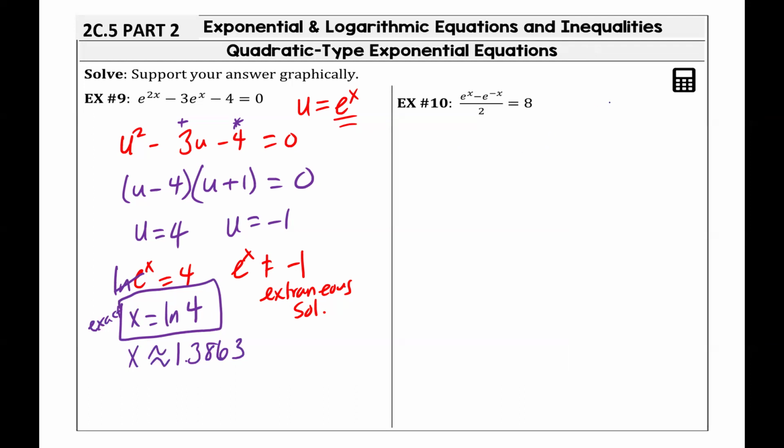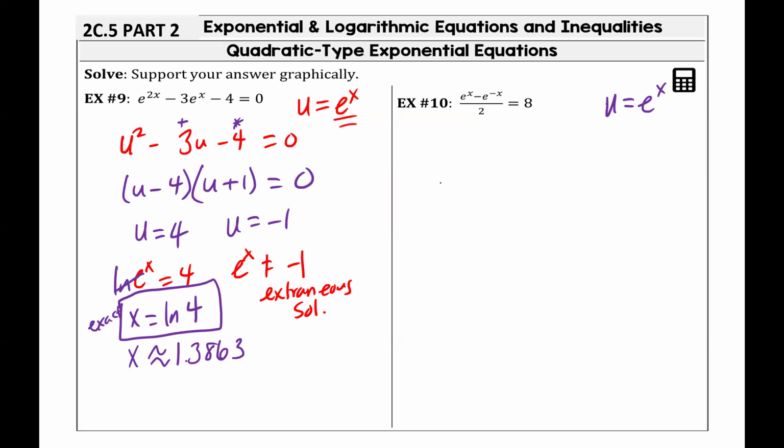Again, we're going to use u substitution. So we let u equal e to the x. So we're going to rewrite this in terms of u's, because it breaks it down and makes it look like algebra instead of a whole lot of extra. So it's more appealing to solve. Does that make sense?